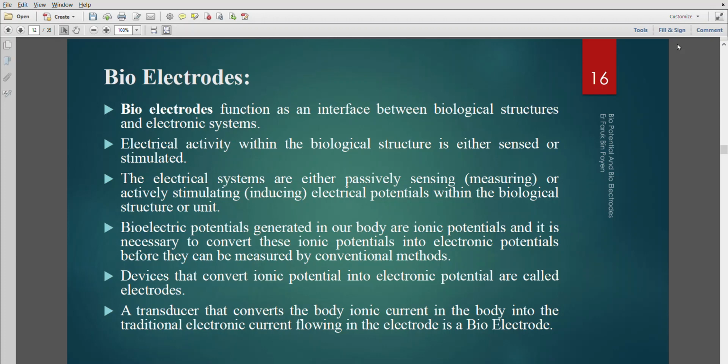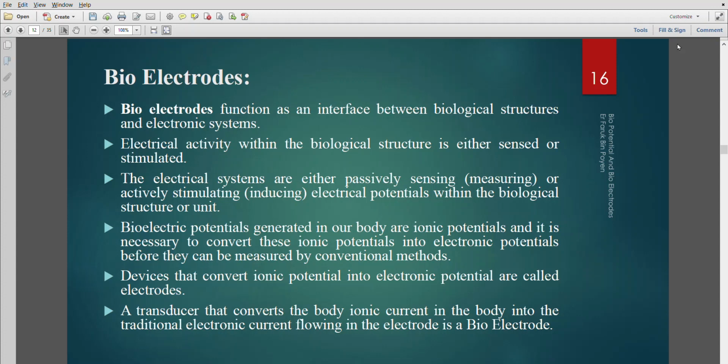So bioelectrodes function as an interface between the biological structure and the electronic system. Electrical activity within the biological structure is either sensed or stimulated, and electrical systems are either passively sensed or actively sensed. Bioelectric potentials generated in our body are ionic potentials, and it is necessary to convert this ionic potential into electronic potential before they are measured in conventional methods. Devices that convert the ionic potential are called electrodes.